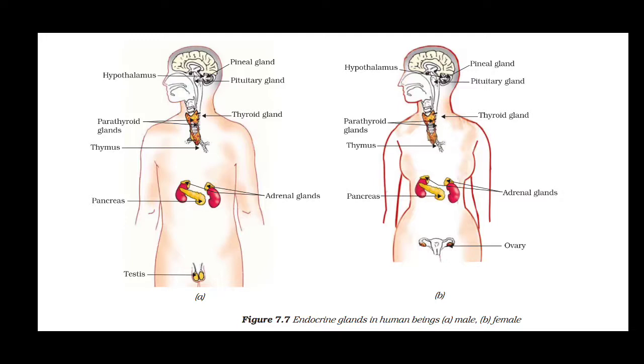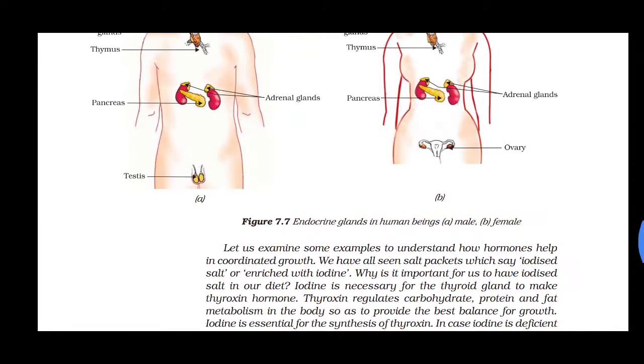The adrenaline hormone is secreted by the adrenal gland. The adrenal gland is located above both the kidneys. It regulates the blood pressure, increases heartbeat, and carbohydrate metabolism during an emergency. Next is insulin. This hormone is secreted from the pancreas. The pancreas is located below the stomach and it regulates blood sugar level.